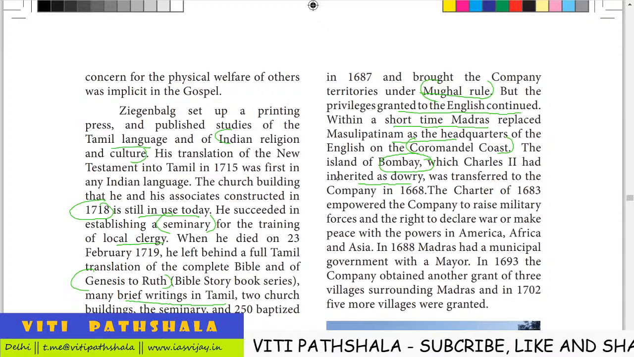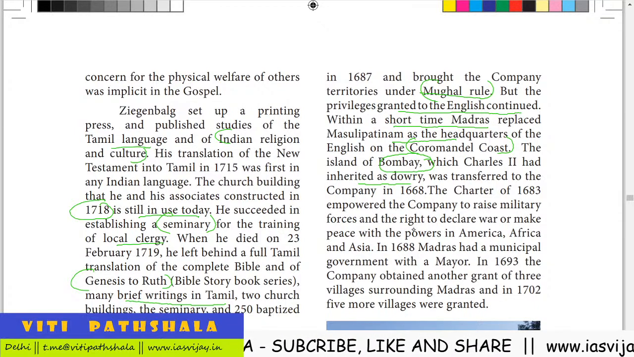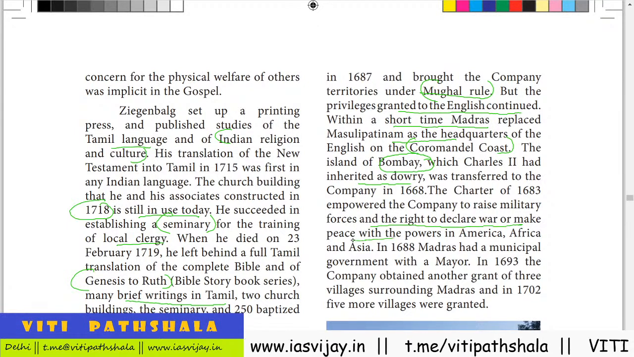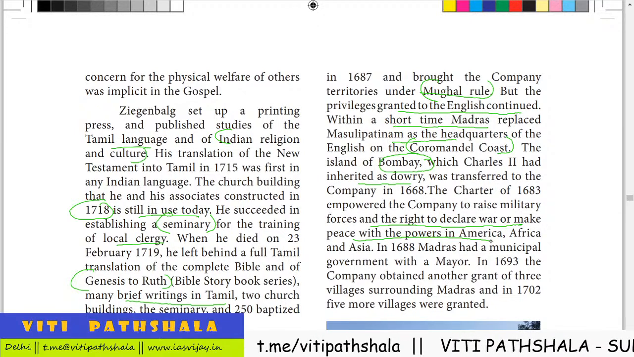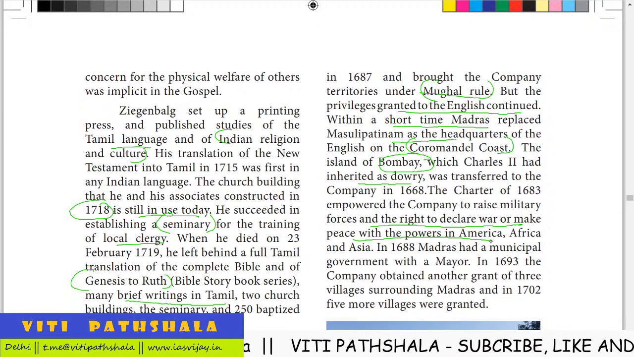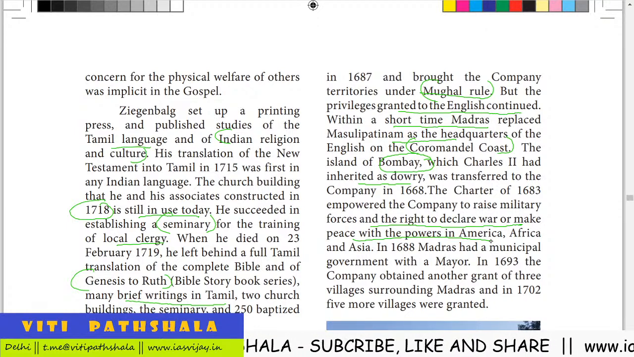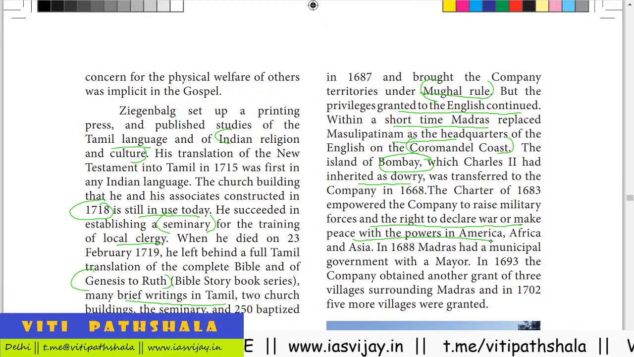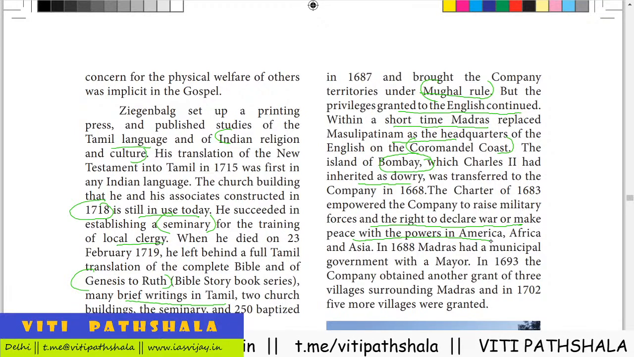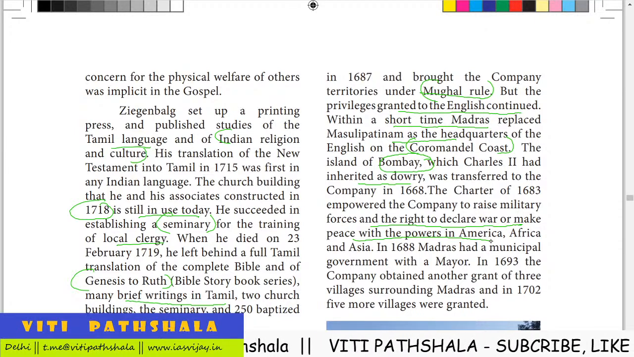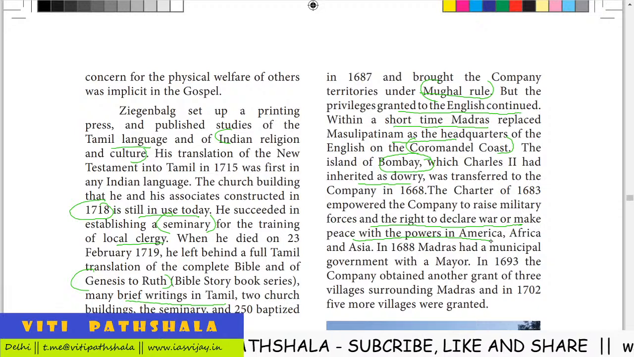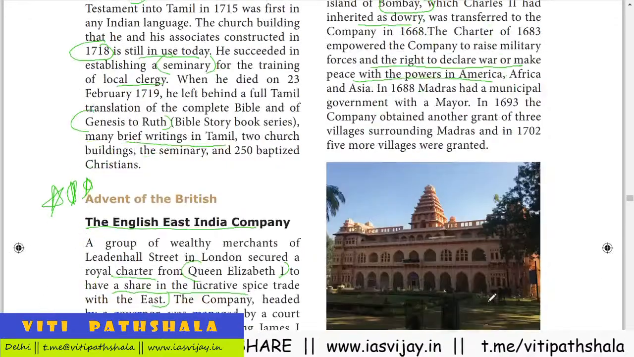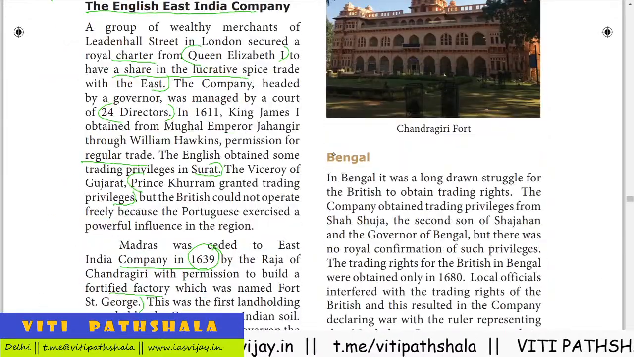The charter of 1683 empowered the company to raise military forces and gave it the right to declare war or make peace with powers in America, Africa and Asia. In 1688, Madras had a municipal government with a mayor. In 1693, the company obtained another grant of three villages surrounding Madras. And in 1702, five more villages were granted. So you can see the Chandragiri fort.